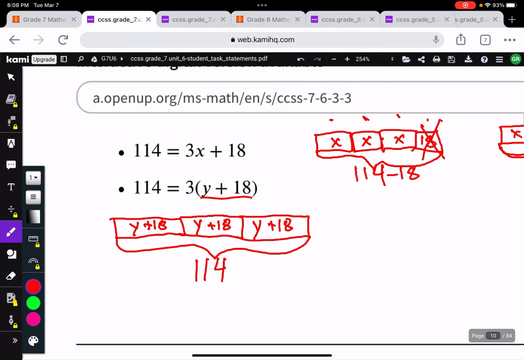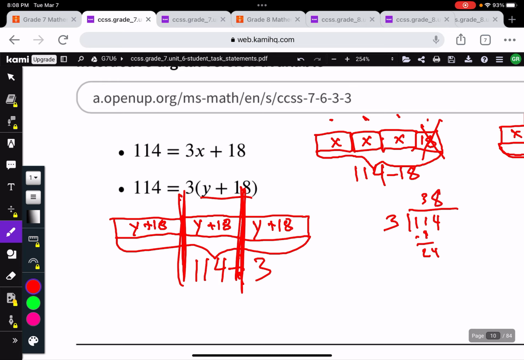By the way, there's a lot of ways to actually solve this. But one way is to say if 3 of these is equal to 114, if I split 114 3 ways, if I divide 114 3 ways, how many times does this 3 go into 114? I like to just test out my old math skills. It's 38. So guess what? This is 38. This is 38. And this is 38.